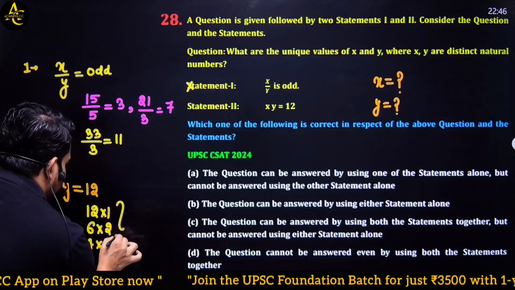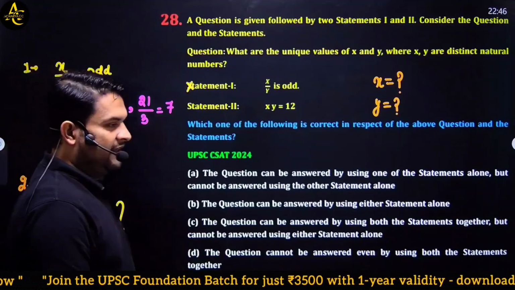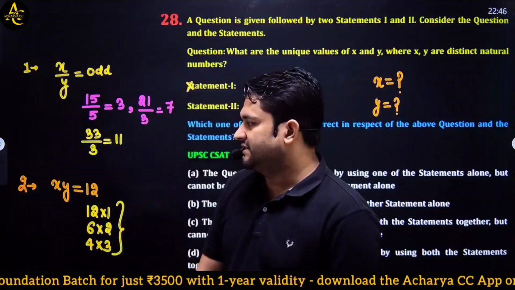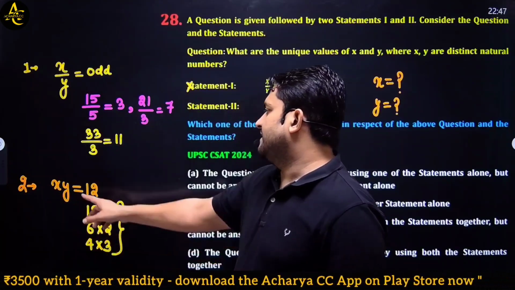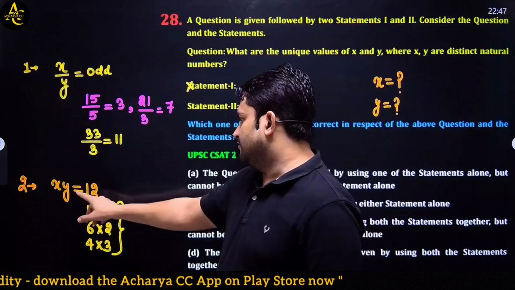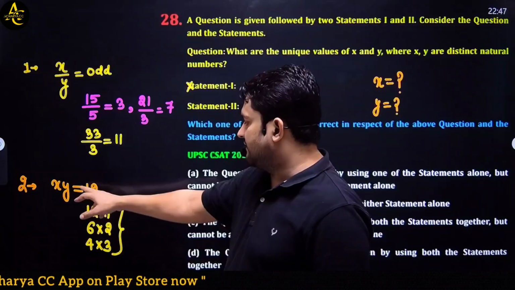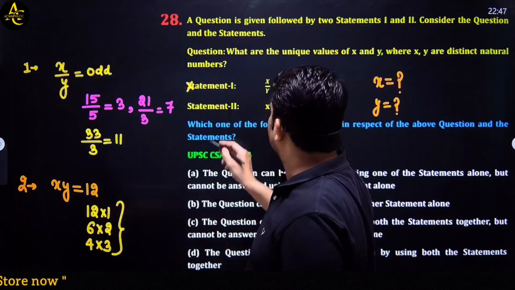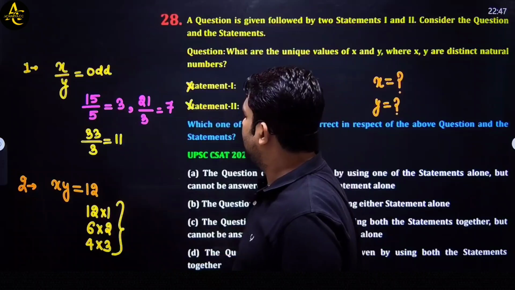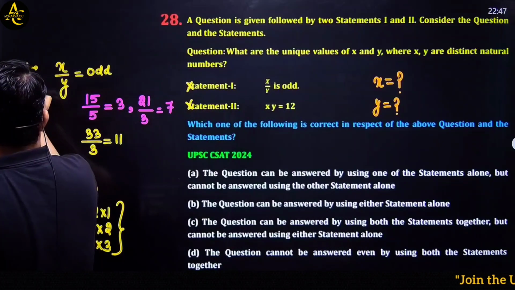So I have 6 possible values of x. X can be 12, and if x is 12, y equals 1. X can be 1, then y will be 12. So we have 6 values of x or 6 values of y. So statement 2 also fails. So we have to combine both the statements.